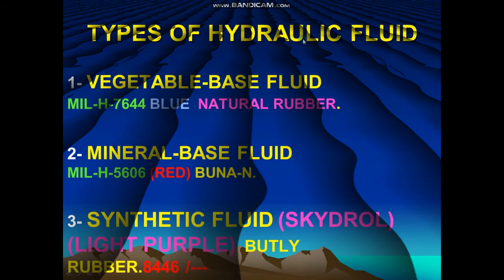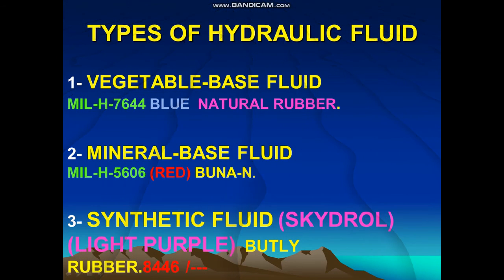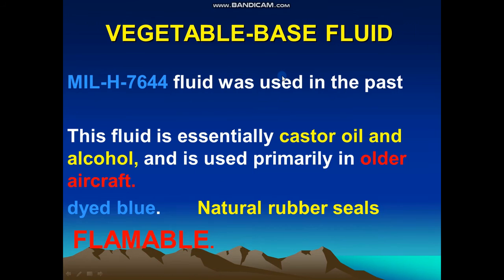After we understand the types of hydraulic fluid, now we will talk about each one of them individually. And we will start with vegetable-based fluid. This type has a number 7644.